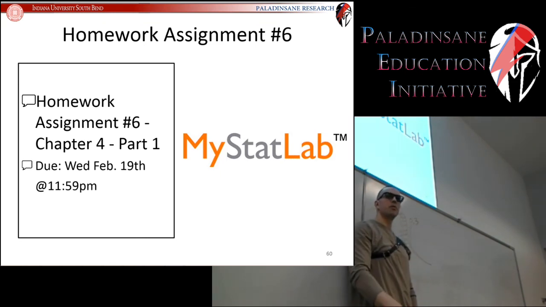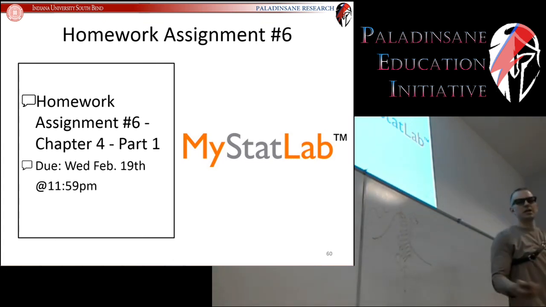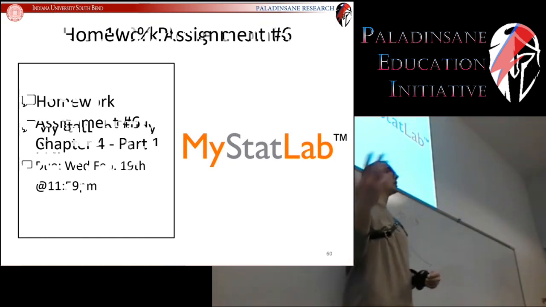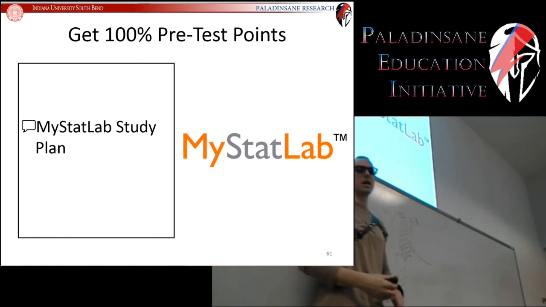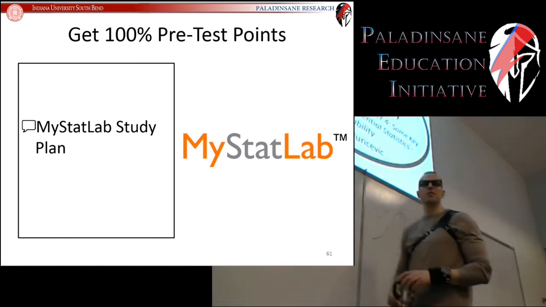But pretest number 4 will be complete bonus. So feel free to run it through a few times. Feel free to do it after we've covered a little bit of chapter 4. But yeah, that's going to be 100% bonus points. But for the other pretest points, don't forget about earning the mastery points from the MyStatLab study plan. But other than that, I am done what I wanted to cover for today.